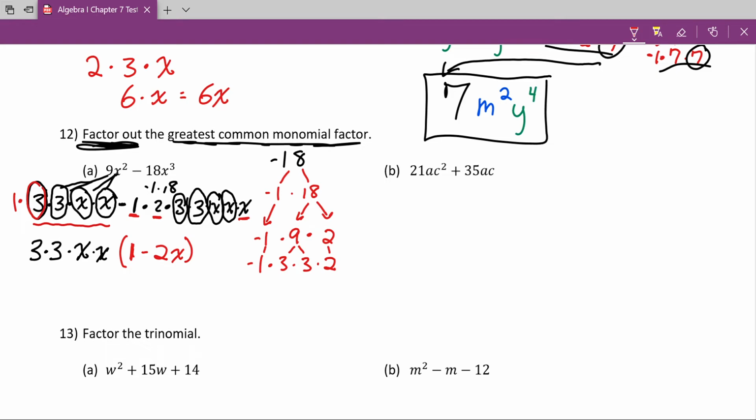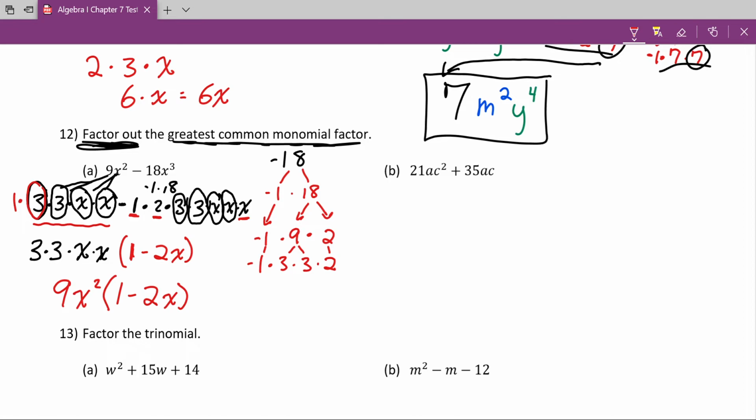My greatest common factors are 3 times 3 times x times x. I want to simplify those. 3 times 3 is 9. X times x is x squared. And we say times our leftovers, so 1 minus 2x. Man, oh man, that is a lot. Well, I know that's a lot. I apologize in advance. Rework it. If you have questions about 12, let me know.